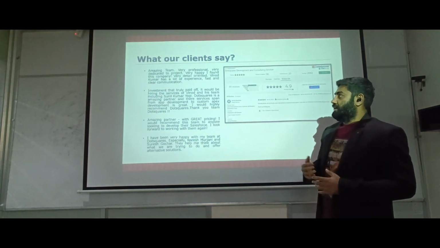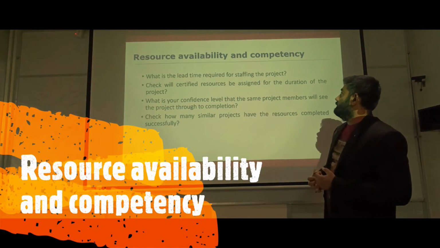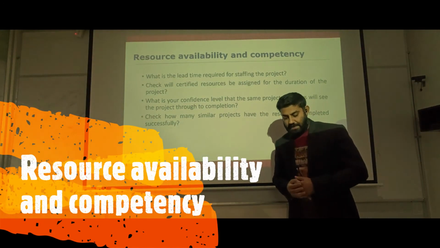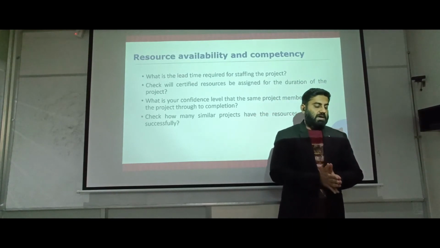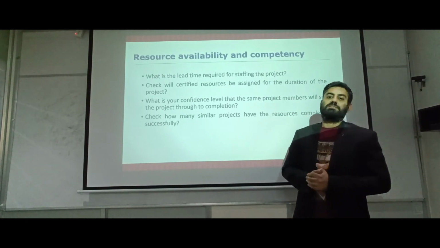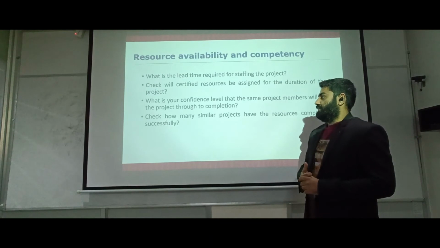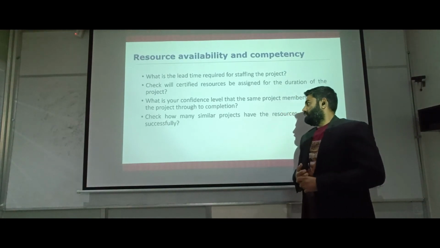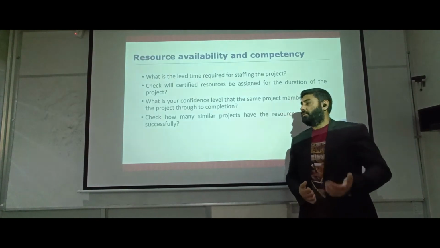So let's go next and see what resource availability and competency says. For example, if our project needs 4 resources, we might want to ask them, do you have these kinds of resources available today? Are they in business? Are they available for your project? We already checked the certification, and we also checked how many similar projects they have done.